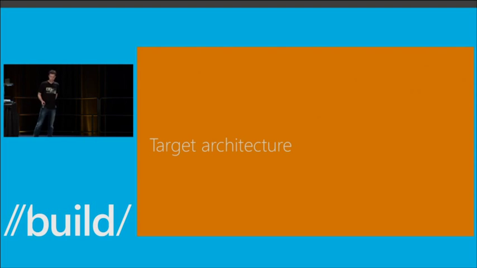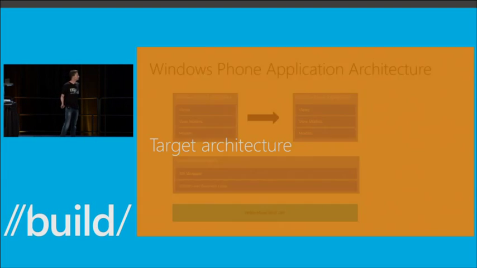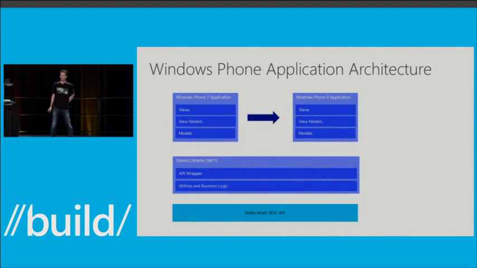Let me go back a minute. So when we came to doing a Windows Phone 8 app, we wanted to reuse the code as much as we could. Essentially, all we did here was a lot of linked class files. So we created a new Windows Phone 8 application, and essentially most of our views and view models were linked files.